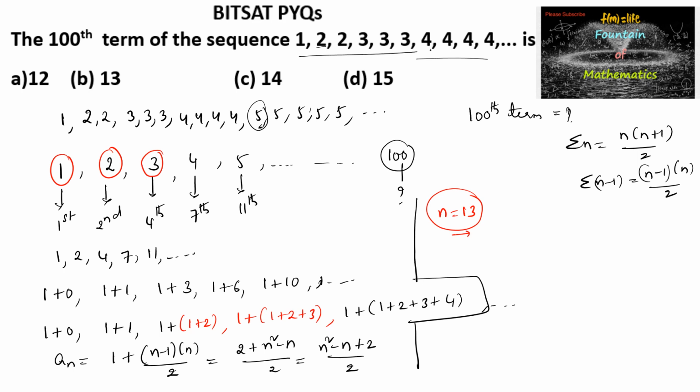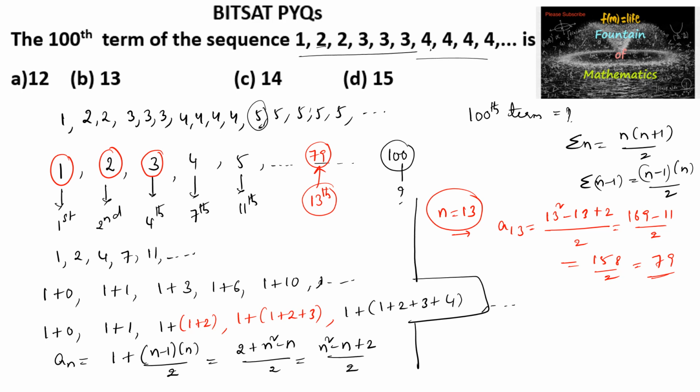Then we can say A13 is equal to (13 square minus 13 plus 2) divided by 2, which is (169 minus 11) divided by 2, which is 158 divided by 2, which is 79. So in the 13th position we can see the number 79.